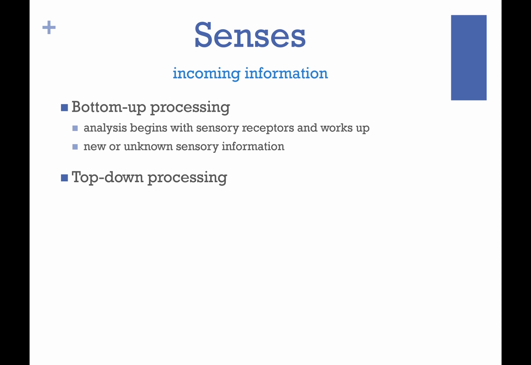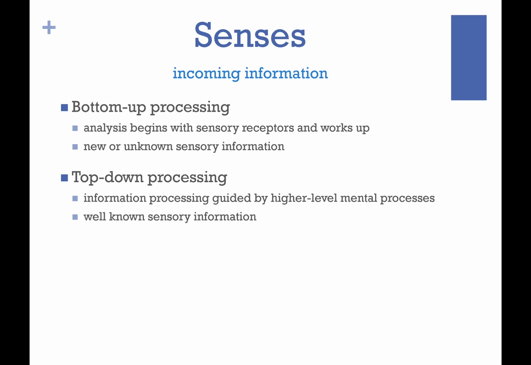Top-down processing is more of a brain first activity, hence the metaphor of top-down. Top-down processing denotes what the brain does when it perceives something in anticipation. So information processing guided by higher level mental processes such as expectations, prior knowledge, or any interpretation that the brain may make. Examples of top-down processing would be expectations that your brain has.